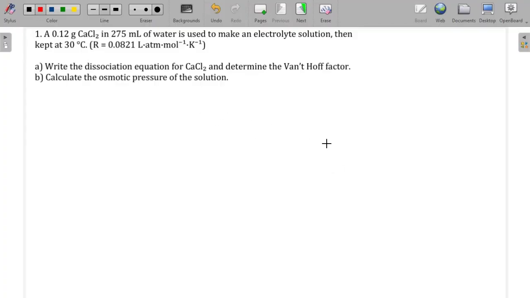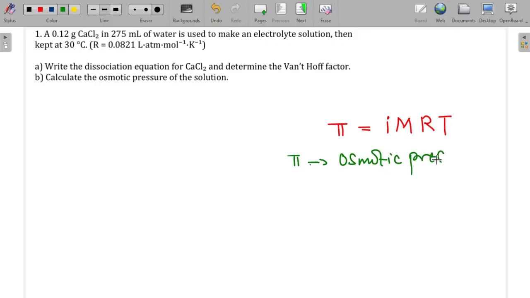Okay, so the osmotic pressure is given by the formula π = i × M × R × T. Now the π represents what we are calculating, which is the osmotic pressure. And then the i represents what we call the Van't Hoff factor.